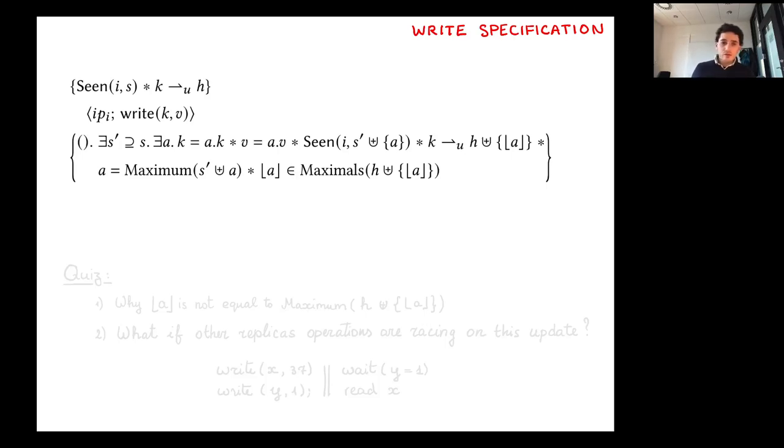Contrary to the read operation, the postcondition of write states that A is now the maximum element of the updated local history. This matches the intuition that the update is causally dependent on any other apply event previously observed on the replica I.